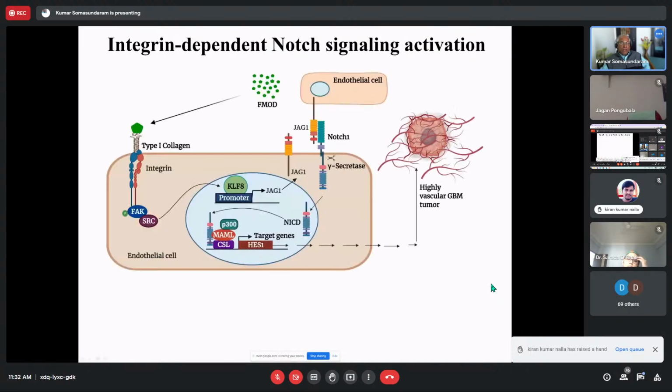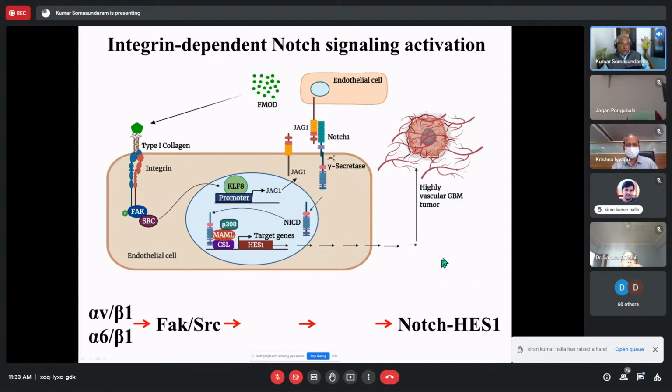To make the story very short, since I don't have a lot of time, what we show in this set of experiments is that secreted FMOD from DGCs binds to type 1 collagen to activate integrin, and then phospho-FAK and SRC, which activates the transcription factor KLF8, which in turn activates JAG1, one of the ligands for the Notch pathway. This activates the Notch pathway, leading to activation of HES1, an important target of the Notch pathway. HES has been shown to induce angiogenesis, leading to highly vascularized GBM.